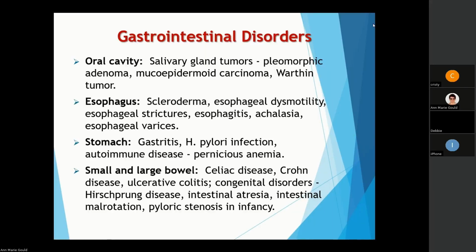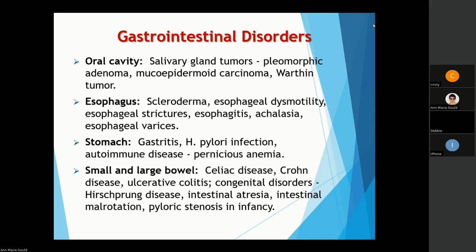Now your oral cavity, with the different disorders that you see, you may have salivary gland tumors, pleomorphic adenoma, mucoepidermoid carcinoma, or Warthin tumor. I've seen those documented, Warthin tumors, by surgery oncs and GI docs in prior reviews I've done. So I've seen those.